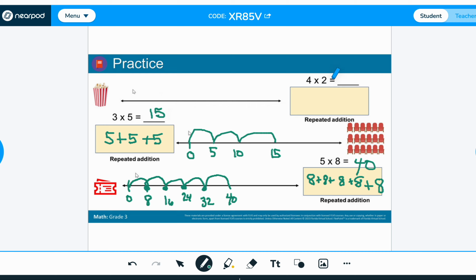What about 4 groups of the number 2? Same thing, I'm going to start here at 0. So here's 2, 4, 6, 8. So I know 2, 4, 6, 8. This is like saying 2 plus 2 plus 2 plus 2 equals 8. All right.